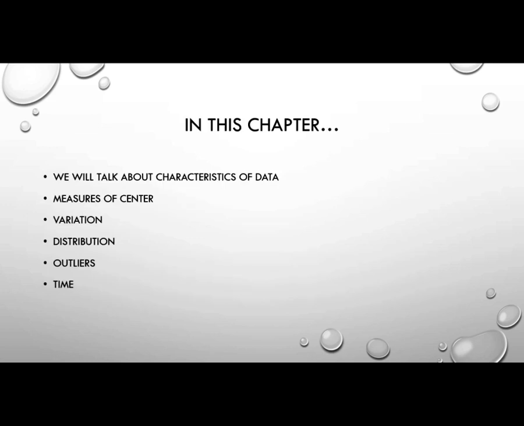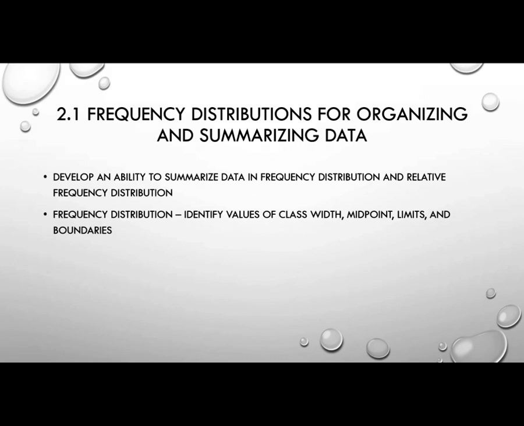In this chapter, we're going to talk about different characteristics of data, measures of center, variation, distribution, outliers, and time. So when I get a data set, one of the first things I do is start visualizing the data. So I can look at frequencies and percentages, and then I can create different graphs and charts in order to see how much of one thing or another we have. So what we're going to talk about here is frequency distributions and summarizing our data. So we're going to talk about the ability to summarize data in a frequency distribution and a relative frequency distribution. And we're going to identify values of class, width, midpoint, limits, etc., and boundaries.